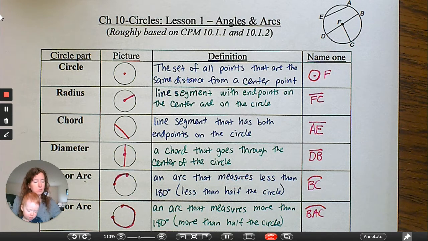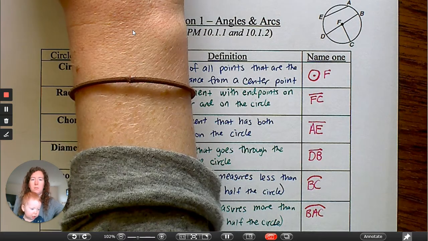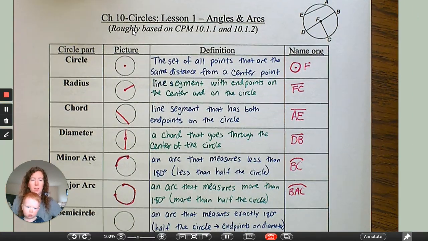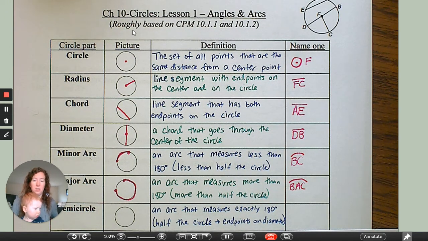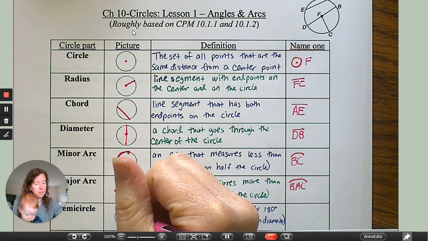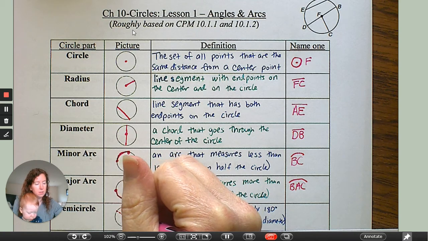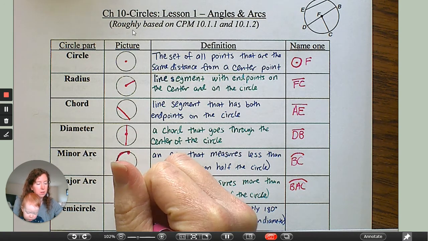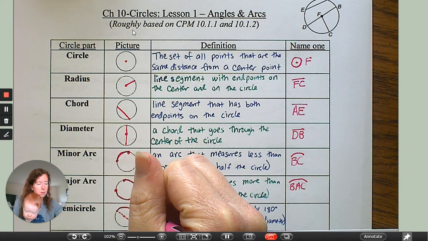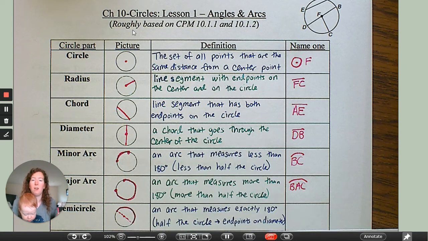Now for a semicircle, that's going to be an arc that measures exactly 180 degrees, right? So it's exactly half of the circle. This is one easy one to point out because wherever your diameter is, say I have a diameter that's going through the circle there, my endpoints of my arc are on the endpoints of the diameter. So if you can find the diameter, you can find the semicircle.